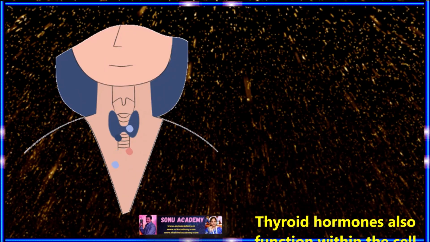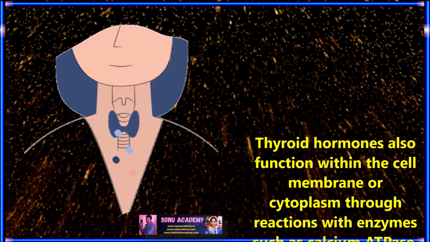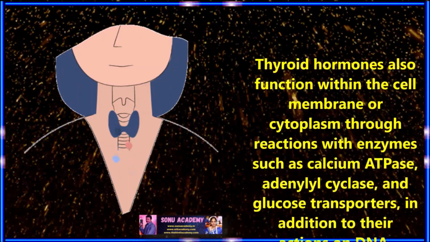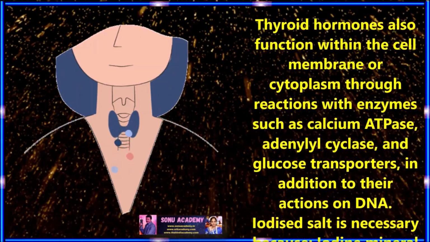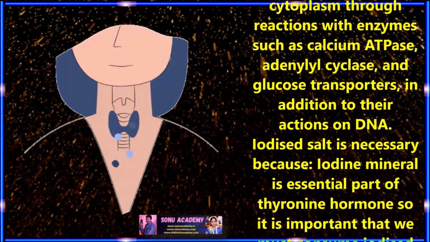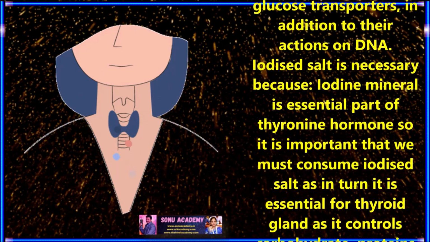The thyroid hormone also functions within the cell membrane or cytoplasm through reactions with enzymes such as calcium ATPase, adenyl cyclase, and glucose transporters, in addition to its actions on DNA. Iodized salt is necessary because the mineral iodine is an essential part of thyroid hormone.